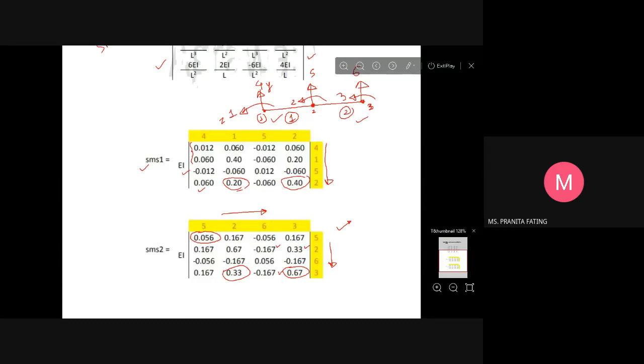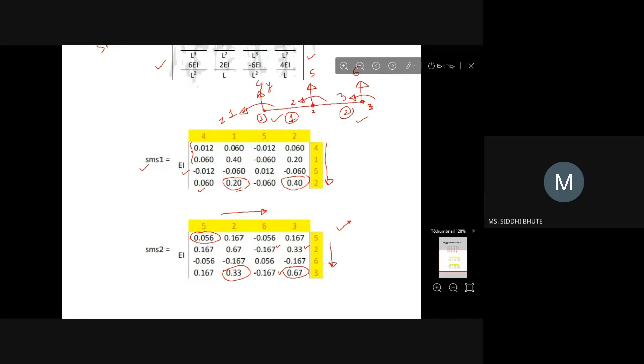What is the next step after this? What is the next step after assembling the SMS matrix? Yes? Am I audible or not? Yes, ma'am, clearly audible. So what is the next step?